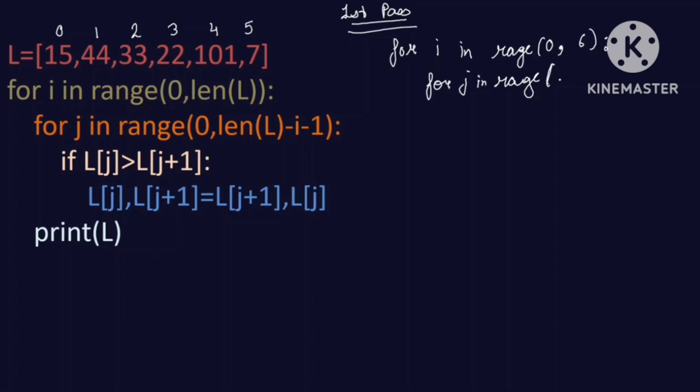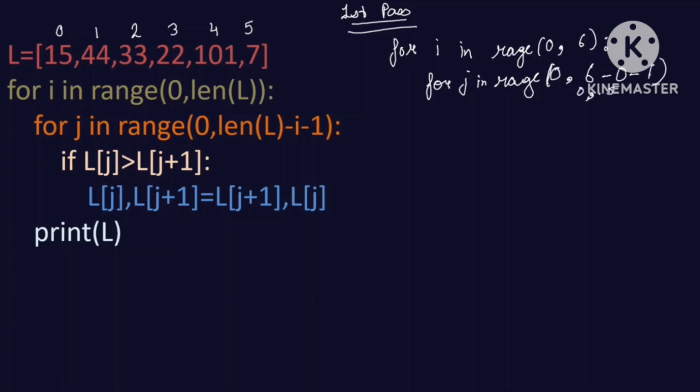And then we will use an if condition for comparing the adjacent elements. If L0 is not greater than L1, it will not shift the position. Otherwise, if L0 is greater than L1, then the swapping will happen. So in our case L0 is 15. 15 greater than 44, false. So it will not do anything.